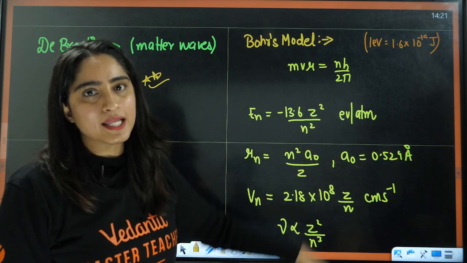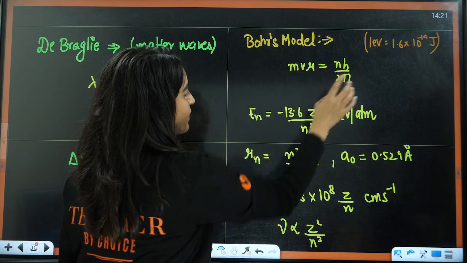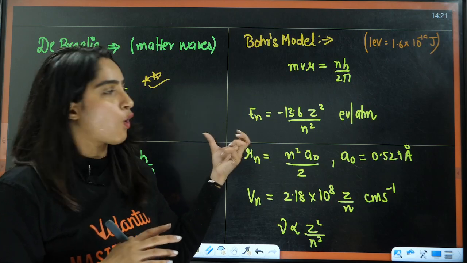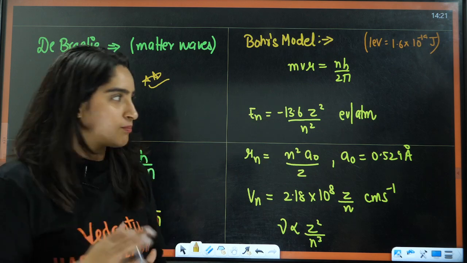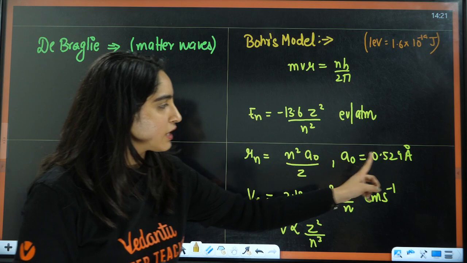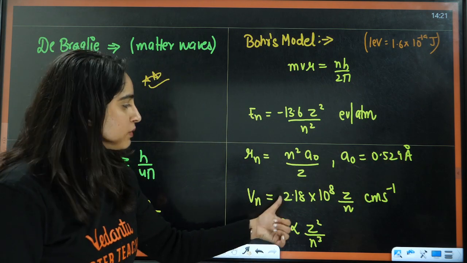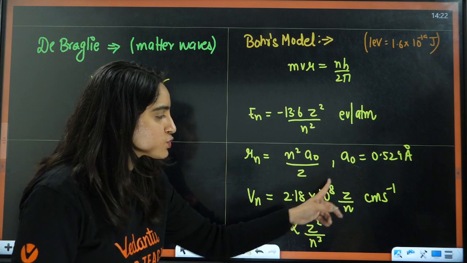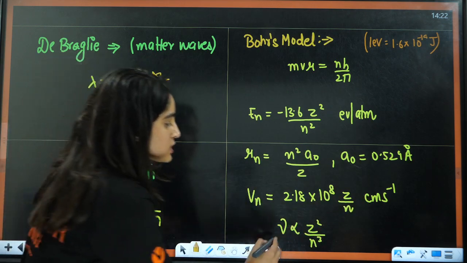We have to learn all these formulas, where n is the energy level, so mvr = nh/2π. Then the energy of the particular orbit will be minus 13.6 Z²/n², where Z is the atomic number. Then we have Rn, that is the radius. For that, n²a0/Z, where a0 is 0.529 angstroms. For Vn, that is the velocity of that particular orbit, that will be 2.18 into 10 raised to 8 Z/n centimeter per second. So now this is frequency.